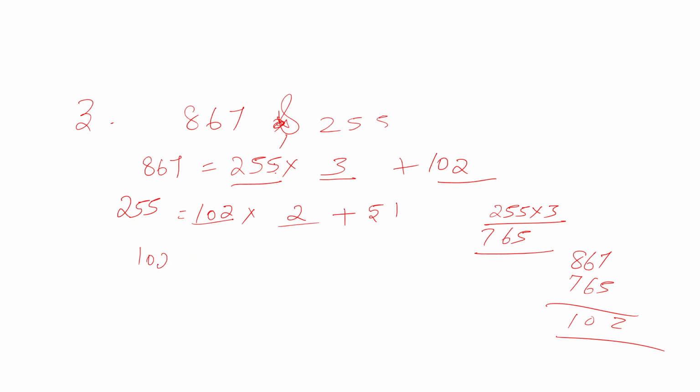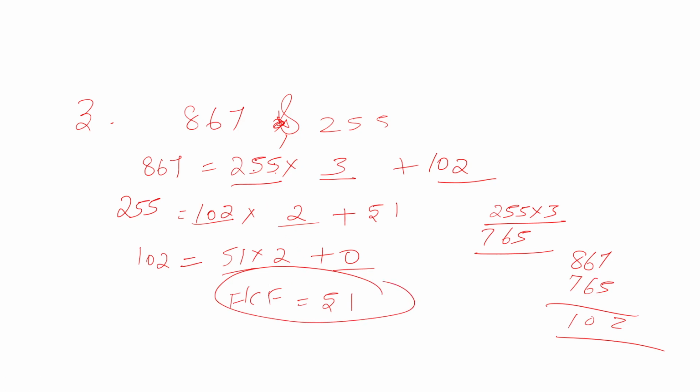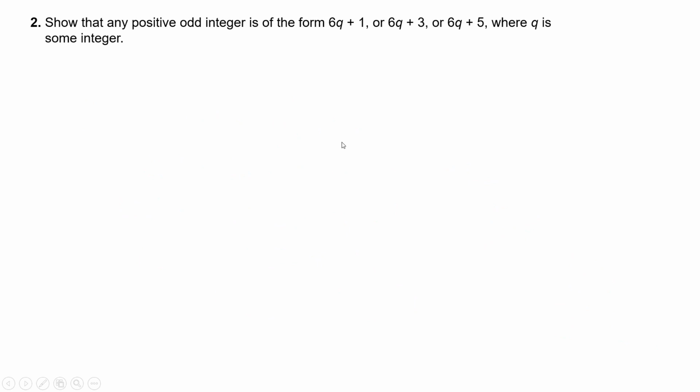So now again R is not equal to 0. So 51 into 2 plus 0. Now R becomes 0. This is B. So HCF is B, which is equal to 51. So 51 is the HCF of 867 and 255. Is that clear? Any HCF problem you can do, right? Any problem you can do within seconds.